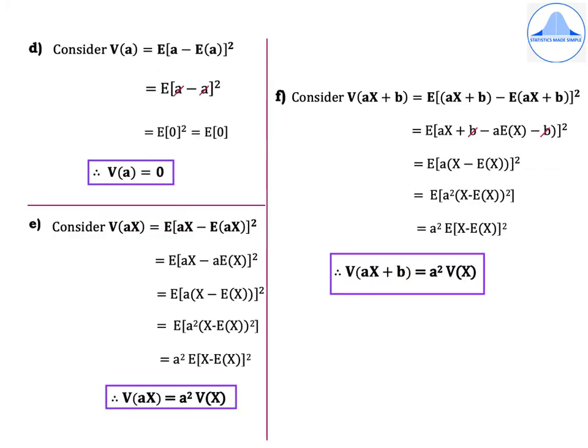The fourth, fifth and sixth results are based on the variance of a random variable, and hence I'll be using the formula of the variance, that is V of x is equal to E of (x minus E of x) the whole square. So let's start with the fourth result. We have to prove that V of a is equal to 0. That means variance of any constant is equal to 0. So start with the left hand side of the result. So consider V of a.